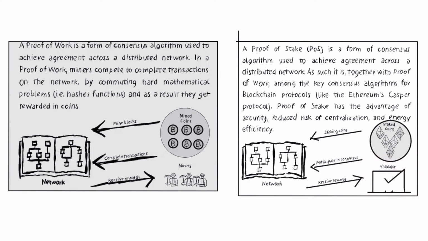What are the main differences? So on a proof of work, again, the main puzzle is to enable miners to solve hard math problems, which will become harder and harder as the supply of the cryptocurrency becomes scarcer and scarcer.